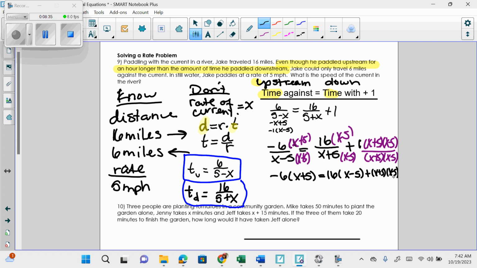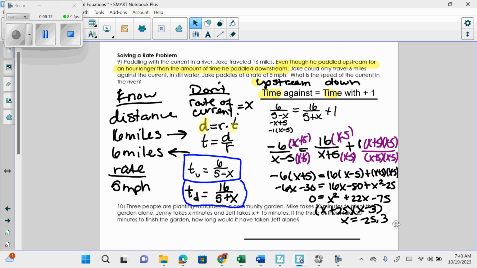And now I can solve. So I get, distribute, move everything. I'm going to move everything over to the right. And now let's see if this factors. And it does. x plus 25, x minus 3. So we get two possible answers: x equals -25 and +3.